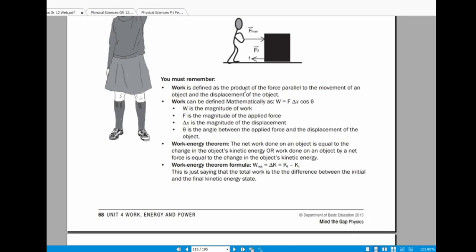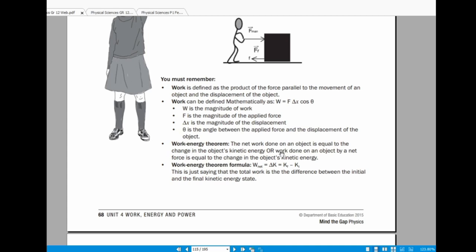Work is defined as the product of the force parallel to the movement of an object and the displacement of the object. So we can calculate work mathematically by saying work is equal to the force times the displacement times cos of an angle, where W is the magnitude of work, F is the magnitude of the applied force, and delta X is the magnitude of the displacement. Theta is the angle between the applied force and the displacement of the object.